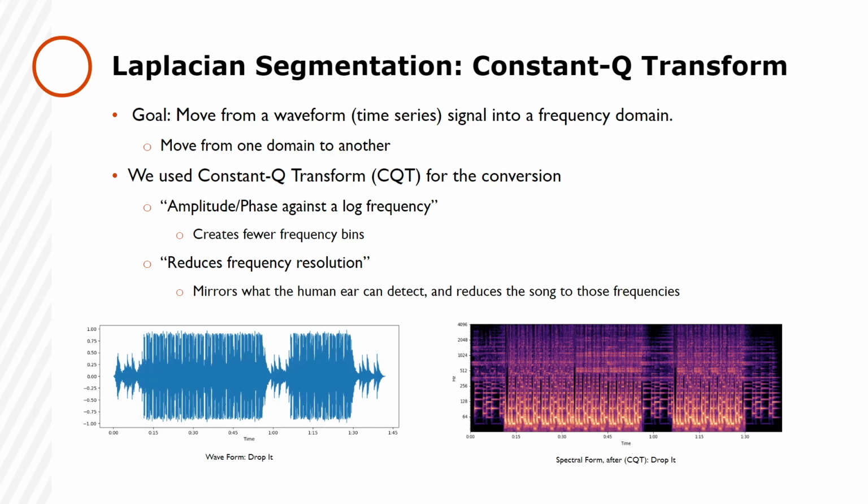In order to use the constant Q transform, we take amplitude and phase and we take that against a log frequency. What this helps do for us is create fewer frequency bins, or reduces the frequency resolution. It mirrors what a human ear can hear and detect, so we're just reducing the frequencies into what we can actually hear. This helps for some dimensionality reduction and gives us a little less information that we have to process.